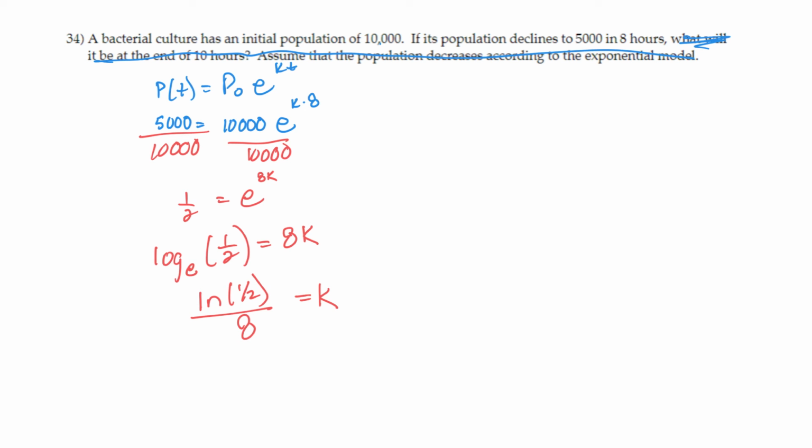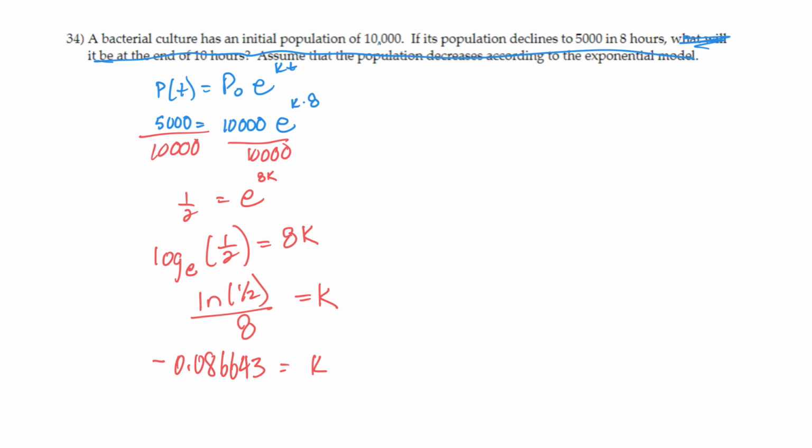So really what I'm finding here is the constant of change. And it's declining, so my k value better be negative. Because if it's declining, k should be negative. Let's try. Ln of 0.5 bracket divided by 8. Oh, yeah, perfect, negative. So my k value is negative 0.086643, and it keeps going. So that's my k value.